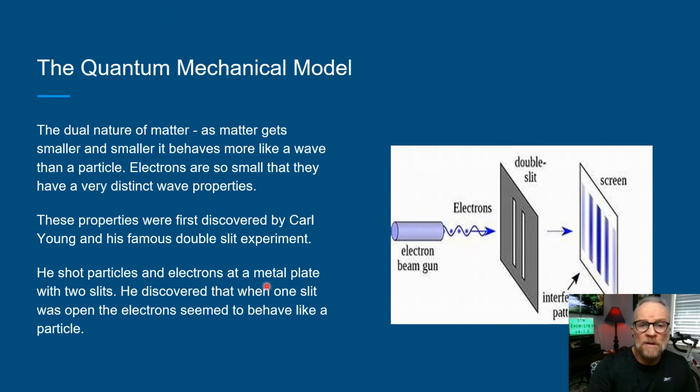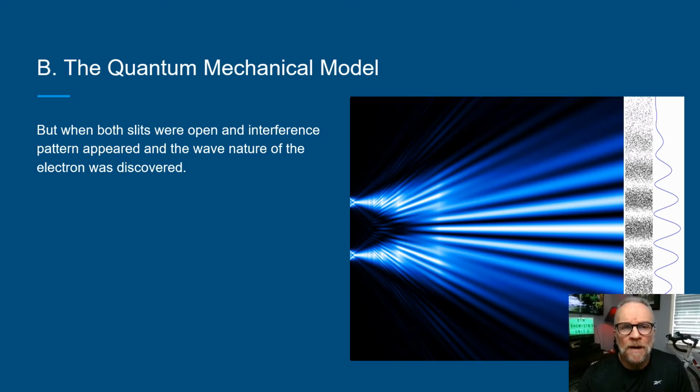So he shot particles and electrons at a metal plate with two slits. He discovered that when one slit was open, the electrons seemed to behave like a particle. But then when he opened up the second slit, he noticed that they behaved like a wave. And when both slits were open, an interference pattern appeared, and the wave nature of the electron was discovered. This is a better illustration of that, and how with waves you expect greater images at the top of the wave and less images at the bottom of the wave, and so forth. And so he noticed this pattern. And this is how we know that electrons have a particle and a wave-like nature.